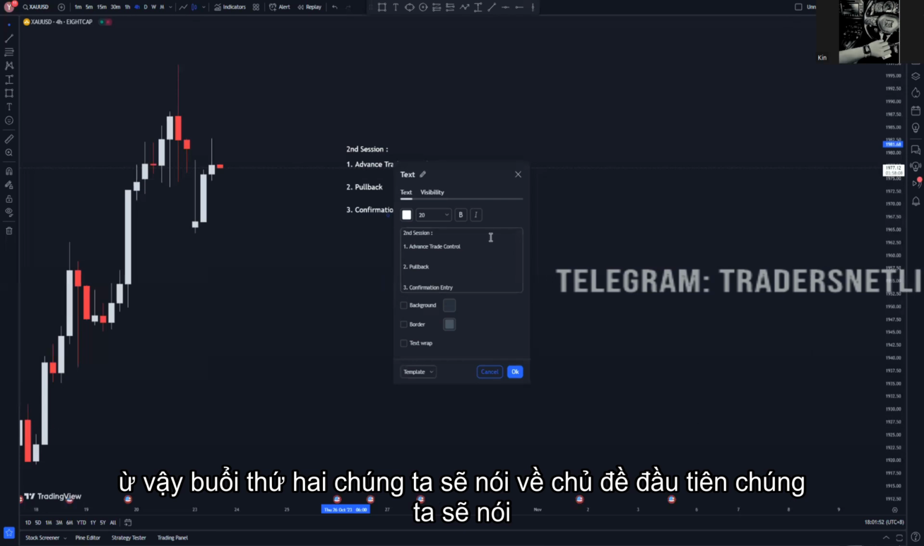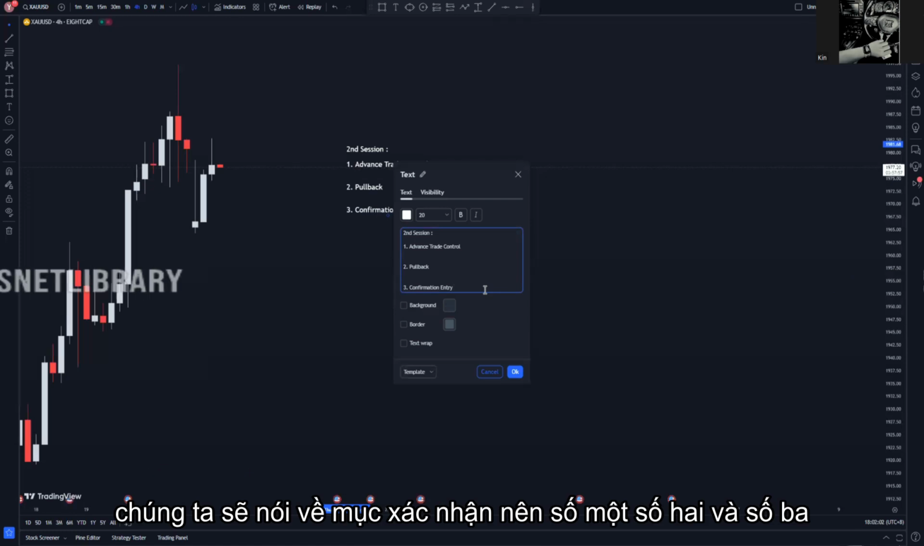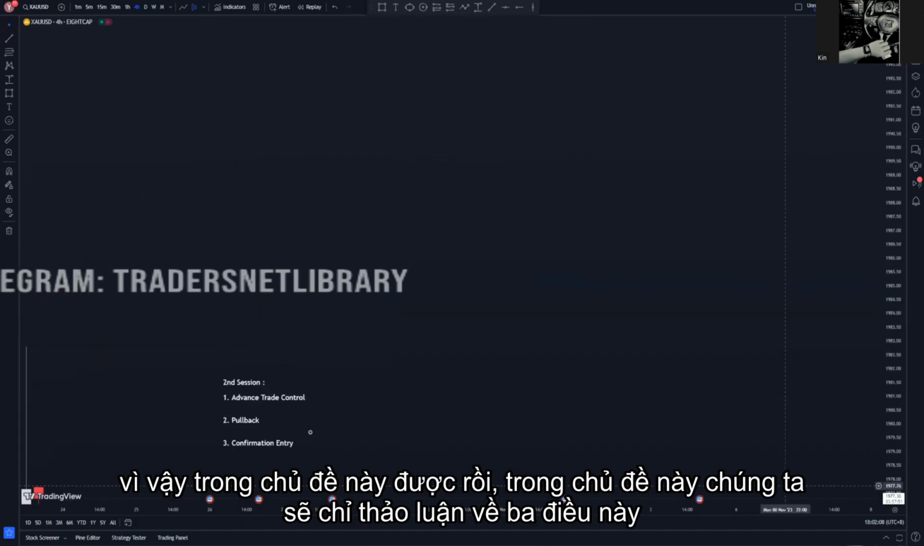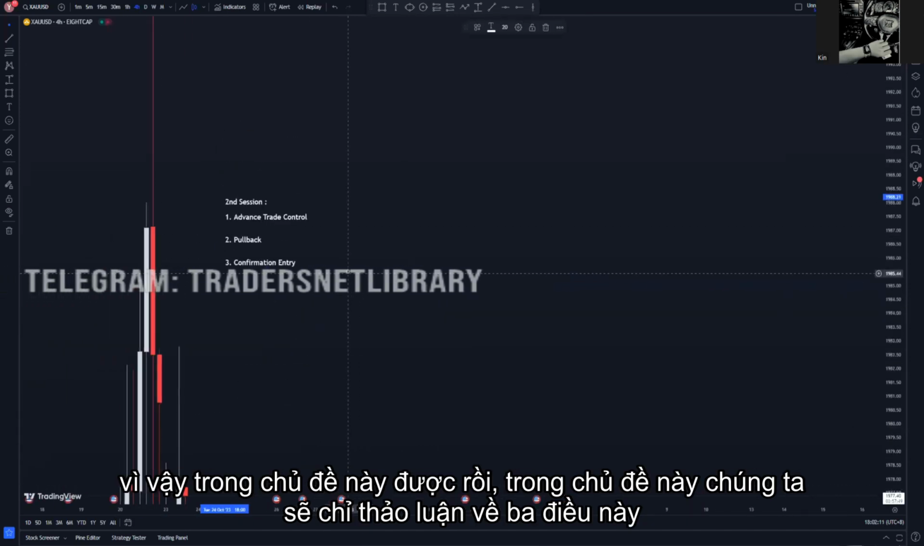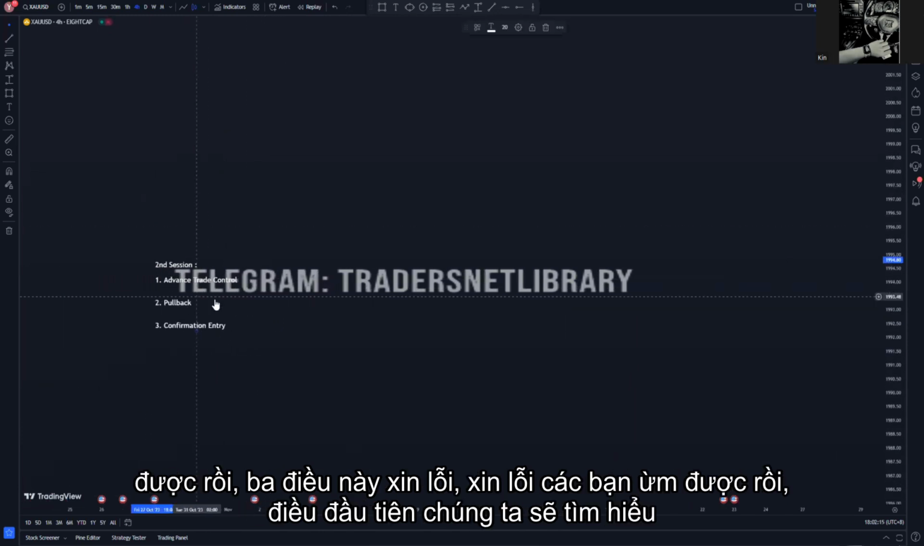Right. So in the second session, the first topic is the advanced trade control, the second is the pullback, and the third is the confirmation entry. Number one, number two, and number three. In this session, we're just going to discuss these three things.